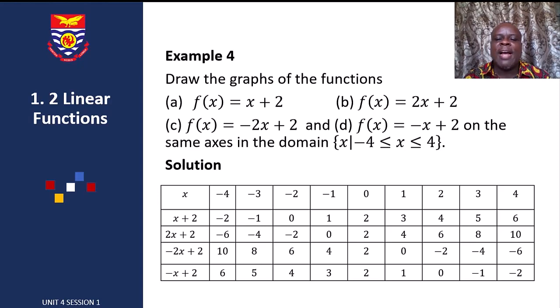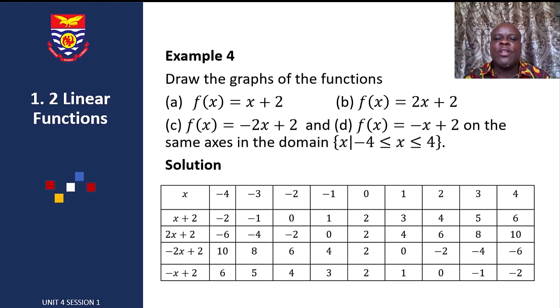So we have ordered pairs now: (-4, -2), (-3, -1), (-2, 0), (-1, 1), (0, 2), (1, 3), (2, 4), (3, 5), (4, 6).